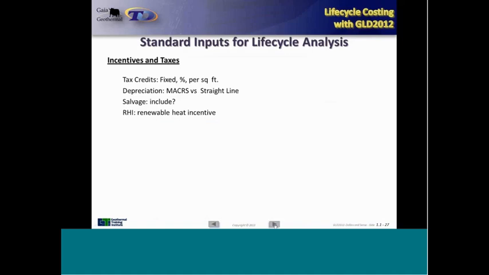So we're almost done with the standard inputs. The last ones are perhaps our favorites, the incentives and tax benefits of geothermal systems. First off, we have tax credits. These can be in the form of fixed tax credits. These can be as a percentage of the upfront cost of installation, and or it can be per square foot. I know a lot of states and regions or cities will have a per square foot benefit for energy efficiency projects.